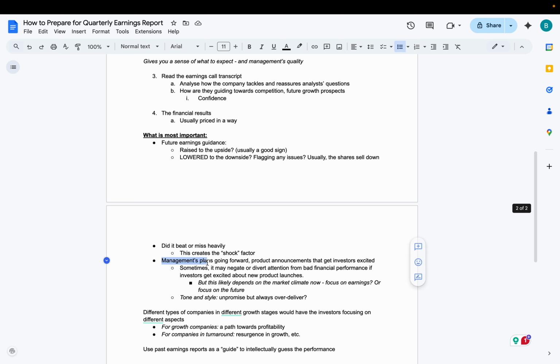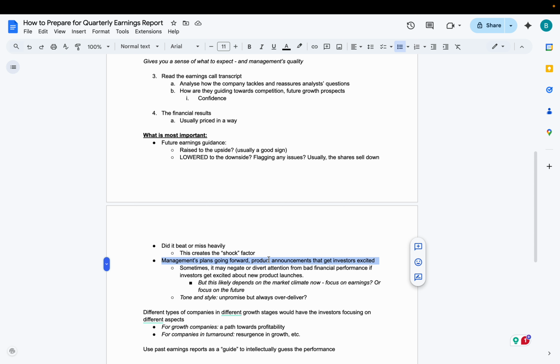And also, as mentioned, management plans going forward, product announcements that may get investors excited. So I think particularly for the case of growth companies, right, usually the companies may use this opportunity to announce something that they've been working on or going to release in the future, right? So this may or may not divert the attention from bad financial performance of that particular quarter.